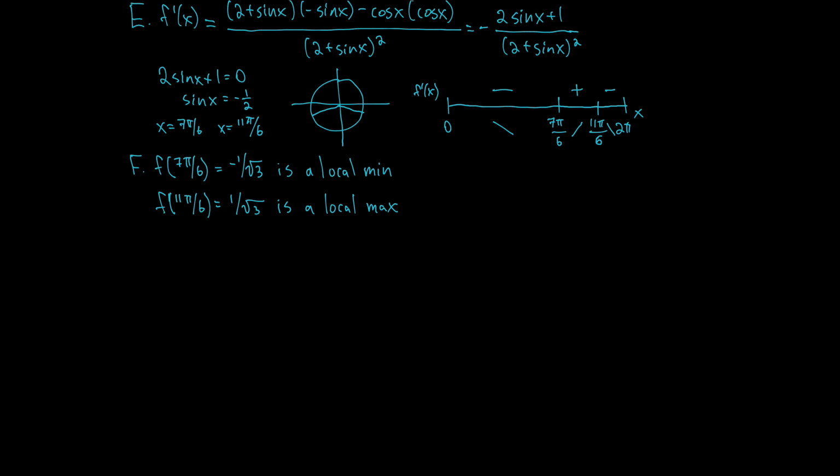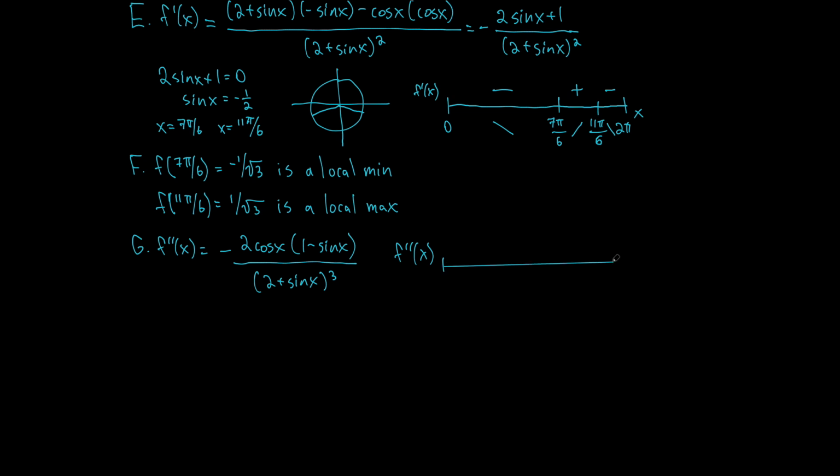So we'll use our first derivative. We'll take the quotient rule again, and we get that f double prime is equal to minus 2 cosine x times 1 minus sine x all over 2 plus sine x cubed. So we'll look for where this thing changes sign.